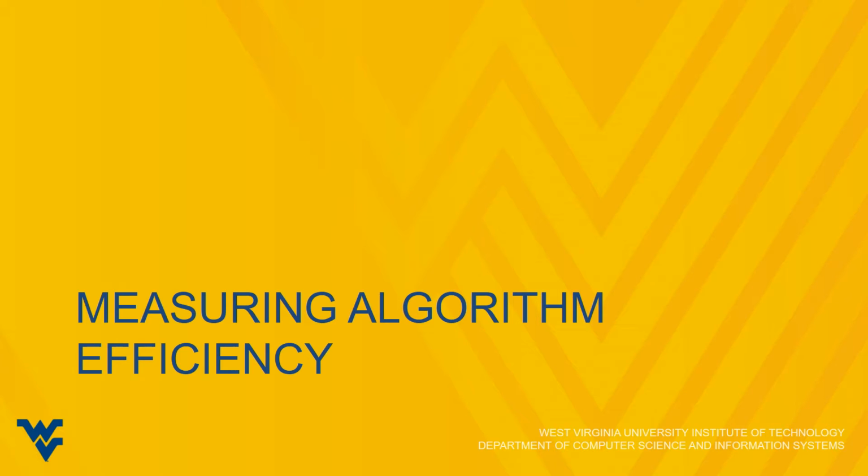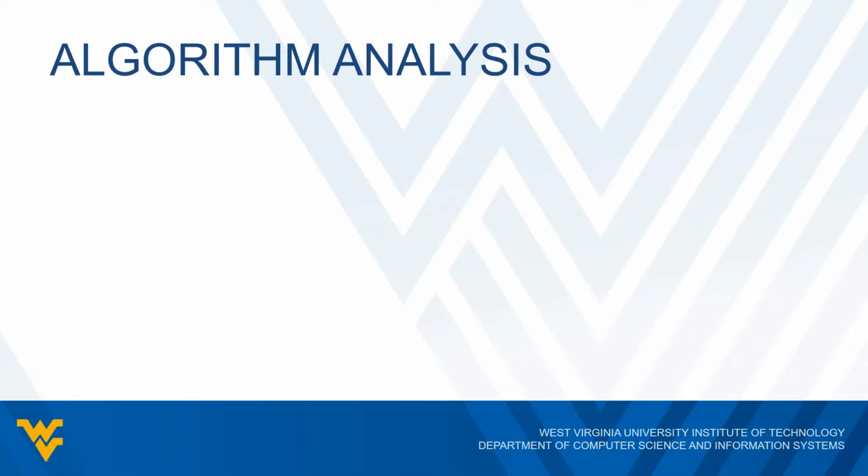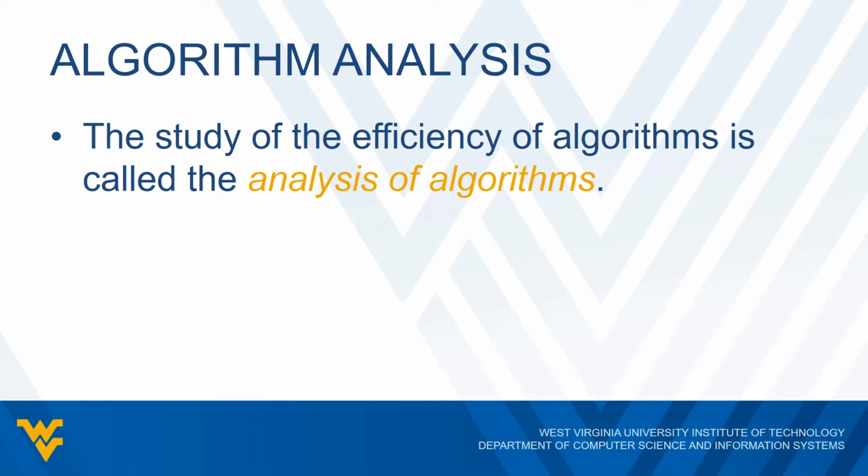We'll now take a look at how we would actually measure the efficiency of an algorithm. The study of the efficiency of algorithms is called the analysis of algorithms. And this is an important part of computer science because we talked about before that the main thing is being able to design algorithms. So we need to make sure that they are efficient. So this is a very key part in the computer science field.